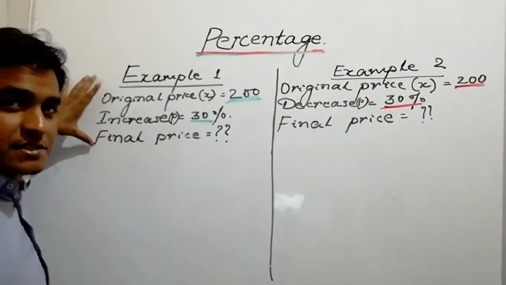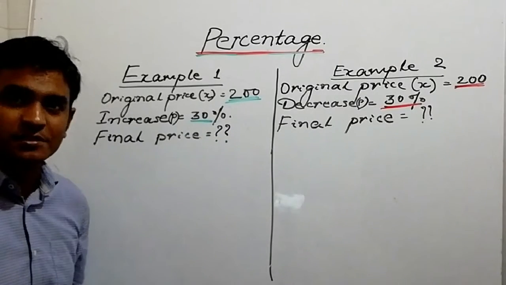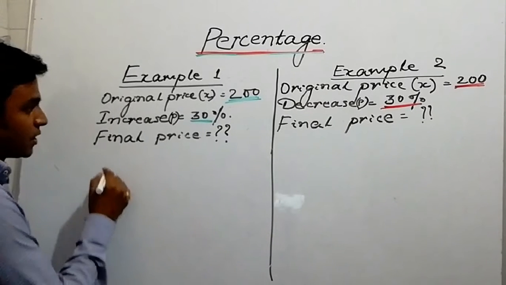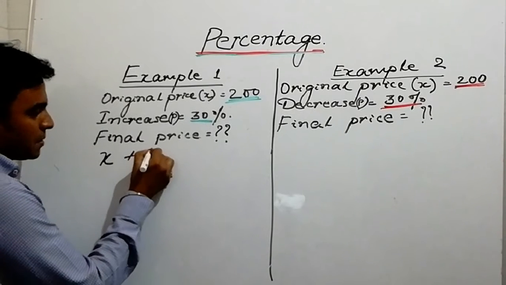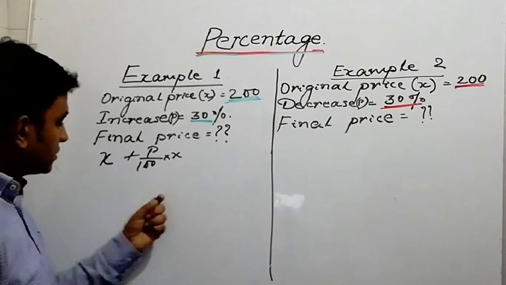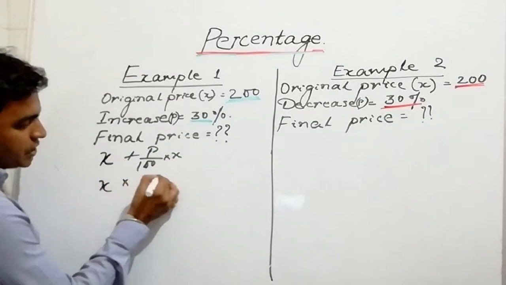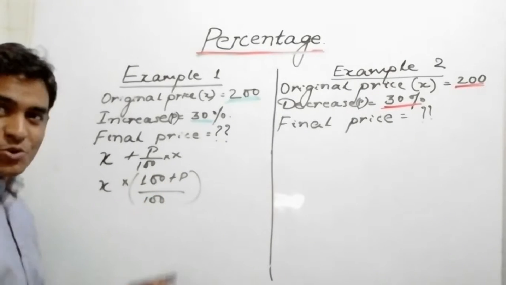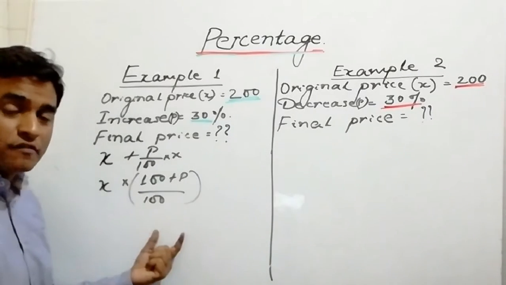The first example says that the original price is 200 and there is an increase of 30%, and we need to find the final price. The normal method is very simple. First you take the original price and then add the increase, which in this case is P divided by 100 into X. From this the generic formula is derived, which is X into (100 plus P) divided by 100. You will see that (100 plus P) divided by 100 is always greater than 1.